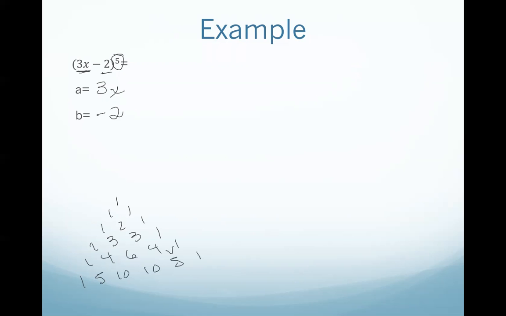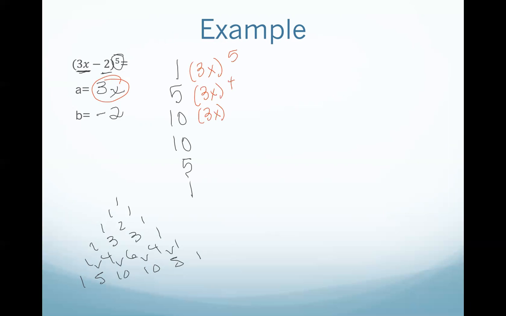And all I'm doing is adding up the two numbers above it. And so I know for the 5th row, my numbers are 1, 5, 10, 10, 5, 1. And now I'm going to fill in my a, which is 3x raised to the 5th, 3x to the 4th, 3x to the 3rd, 3x squared, 3x to the 1st. You can think of this as 3x to the 0, but that's just 1.